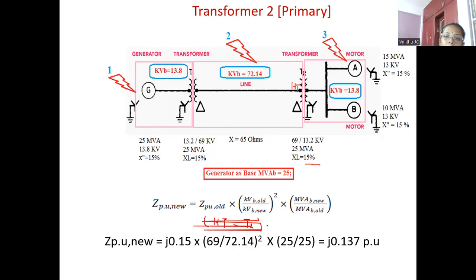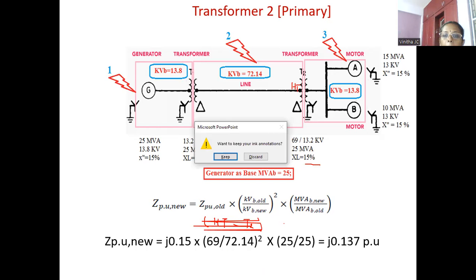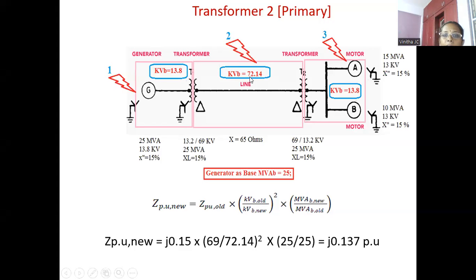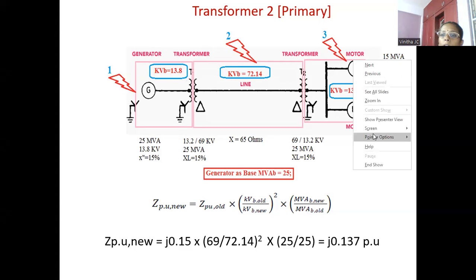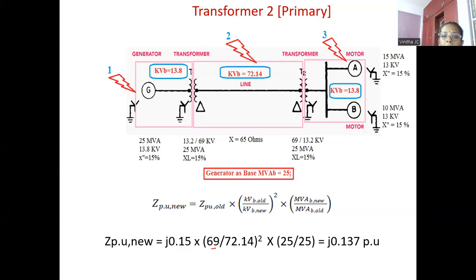Okay, so if the formula is applied and we substitute the values for this high tension side, the old value is nothing but 69 and the new value is 72.14, the whole square, into MVA new, which is 25, and the old value, which is also 25 for transformer T2. If we calculate, we will get the answer J0.137.